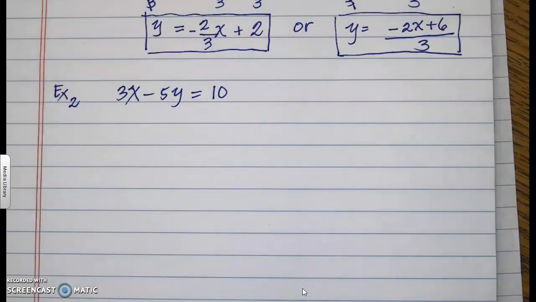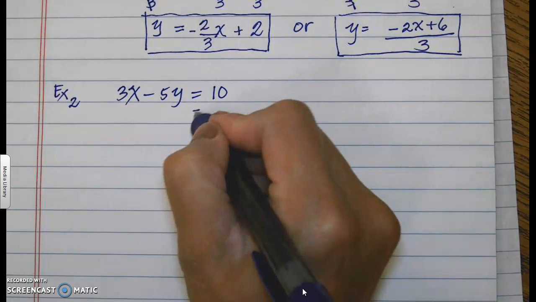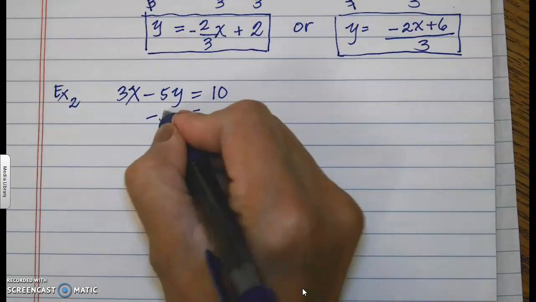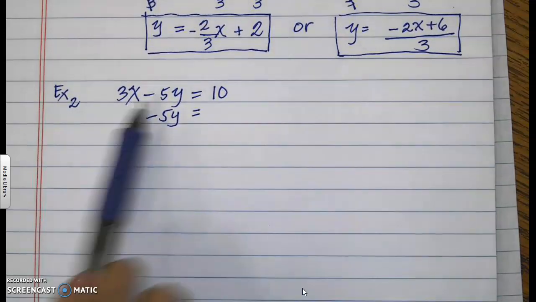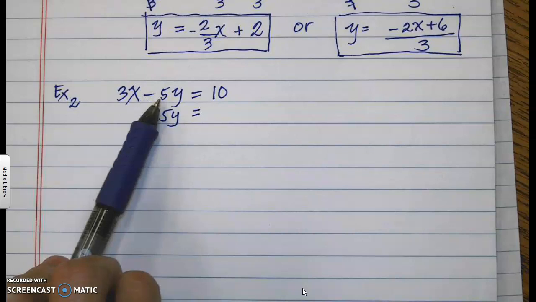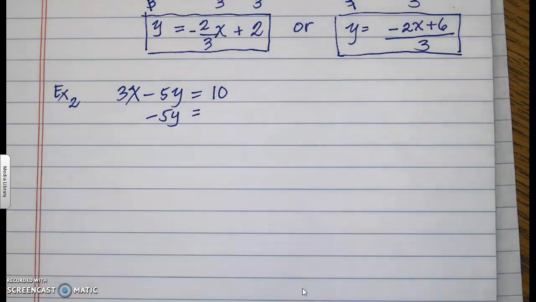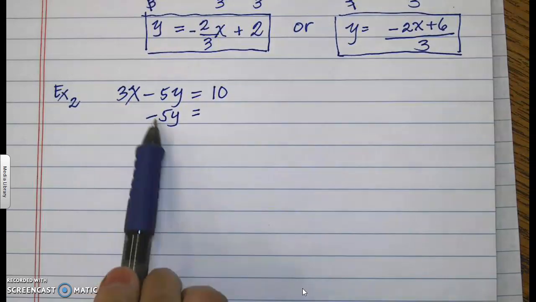All right, for our example number 2, I have 3x minus 5y equals 10. Again, first step, put the equal sign. Next step, you want the y to be by itself. At this time, your y is a negative 5y because they all have signs. So the sign of this is positive, the sign of this is negative, the sign of this is positive. So they all have signs. So once again, you want the y to be by itself.